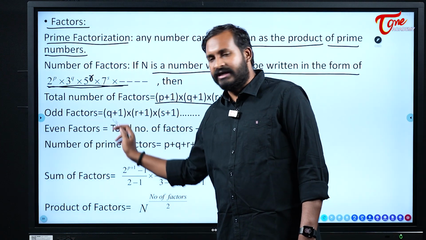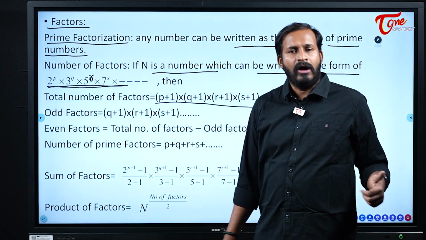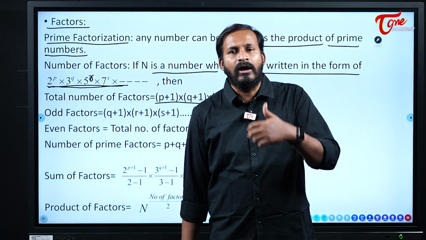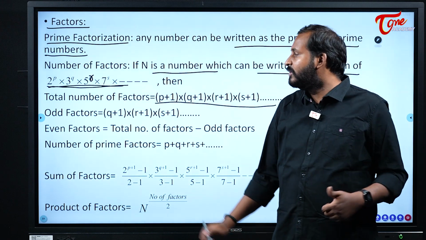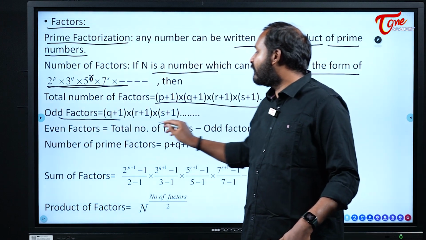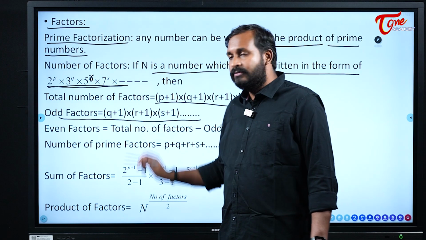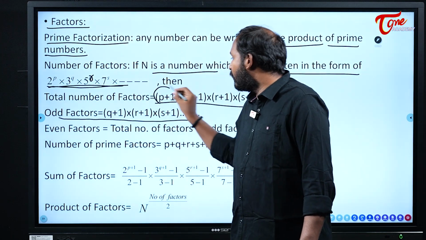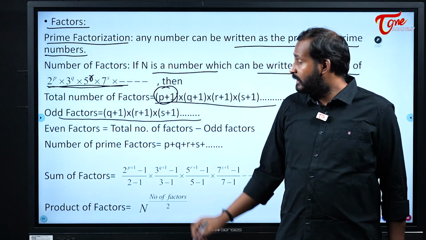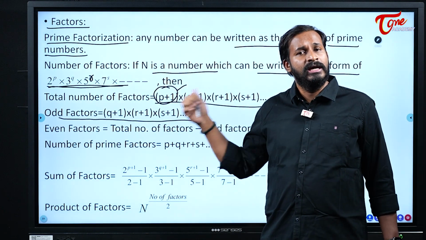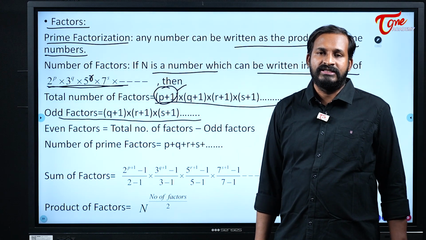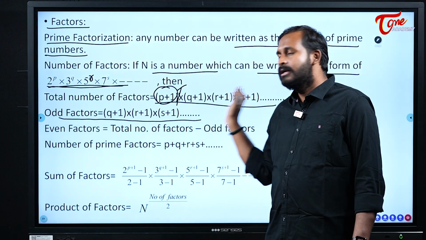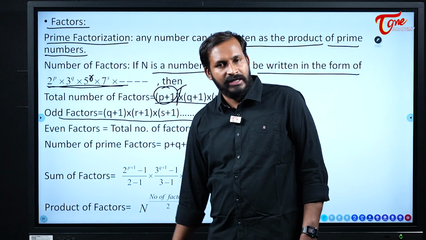Okay. Next, odd factors. Apart from 2, all the remaining prime numbers are odd numbers, we know. So how will we find the odd factors? By neglecting the power of 2, we will consider all the remaining powers, add 1 to them, and multiply them. Q plus 1 into R plus 1 and so on.